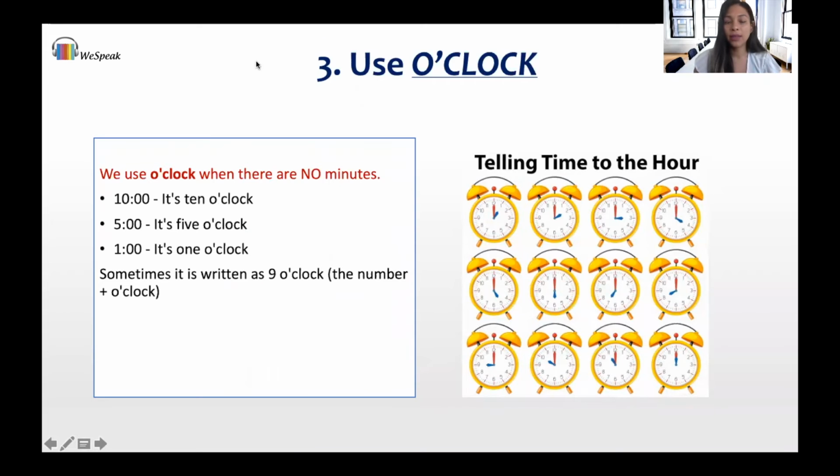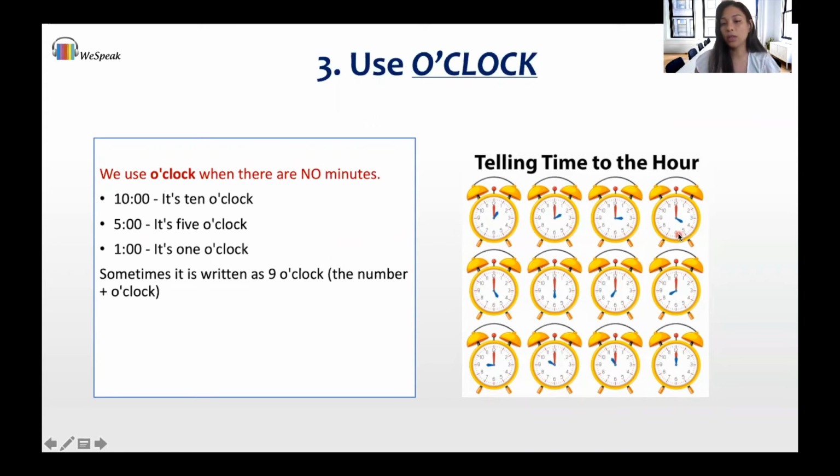Okay, third use. We can also use o'clock. We use o'clock when there are no minutes. No minutes. It's 10 o'clock. It's 5 o'clock. It's 1 o'clock. You can also just use the number and o'clock. So you don't need the zeros here. It's 1 o'clock. It's 2 o'clock. It's 3 o'clock.